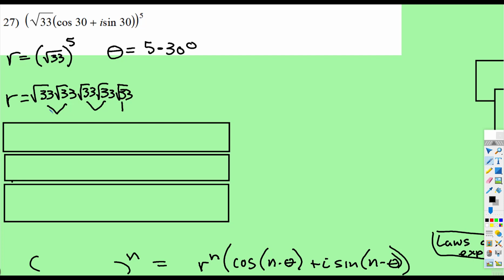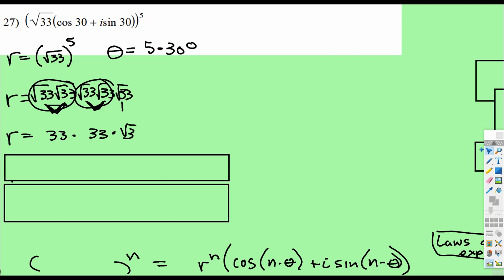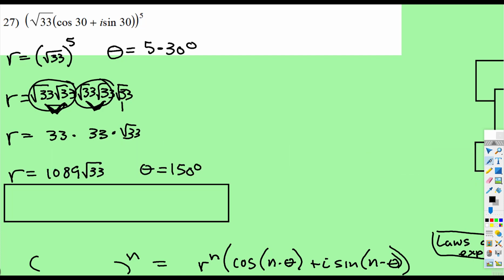Well, we've got these pairs. This root 33 times this root 33 ends up being 33. And then there's a pair. That simplifies to 33. And now when you type 33 times 33, whoops, I left off a 3 right there, you end up with 1089 root 33, and 5 times the theta is 5 times 30, which is 150.